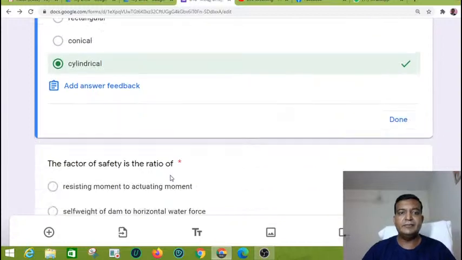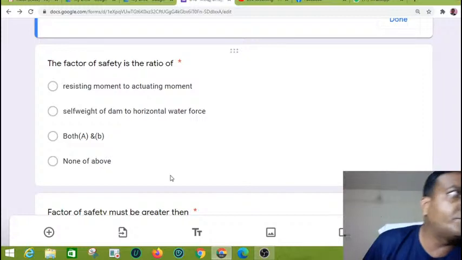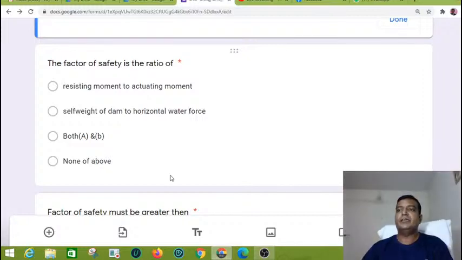Next, the second objective: factor of safety is the ratio of.